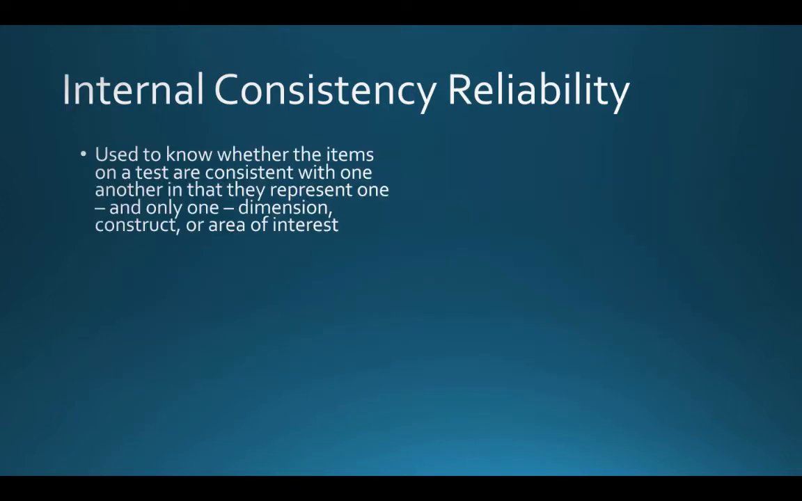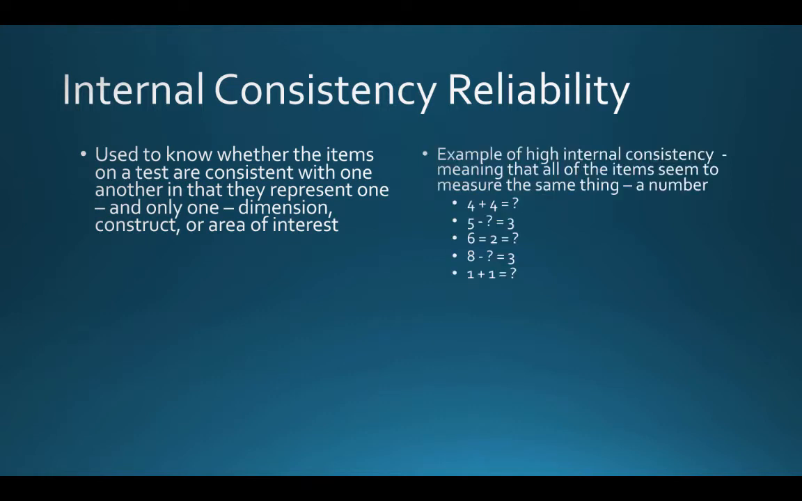Now, internal consistency. We want to know whether the items on a test are consistent with one another in that they represent the one and only one dimension or construct or area of interest. So, an example of high internal consistency is that all the items seem to measure the same thing. For example, if we look at this series, there's 5 items here.